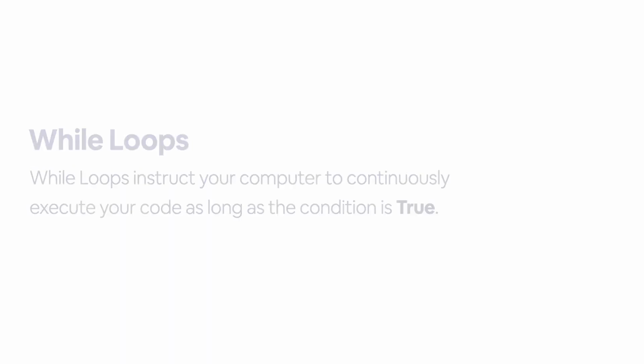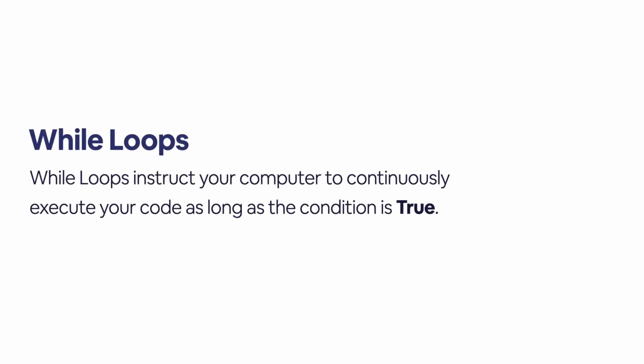First off, we're going to talk about while loops. While loops tell your computer to continuously execute your code, as long as the condition is true. Which is also the reason for its name. In code, a while statement always consists of the while keyword, a condition, which is an expression that evaluates to true or false, a colon. Starting on the next line will be the while clause, which is indented to the right.